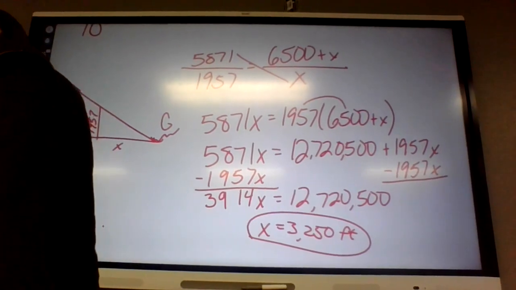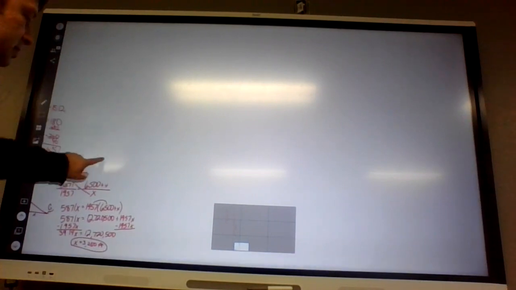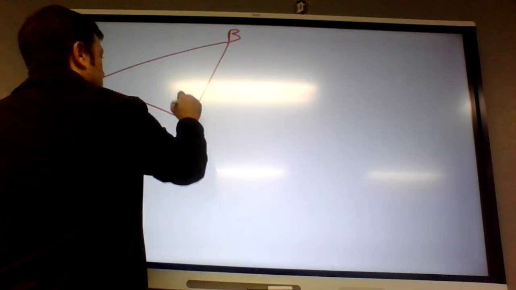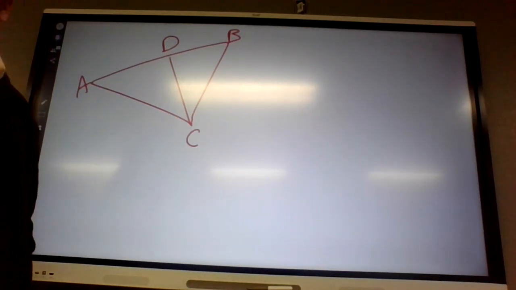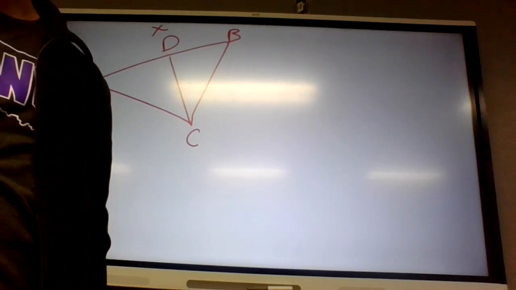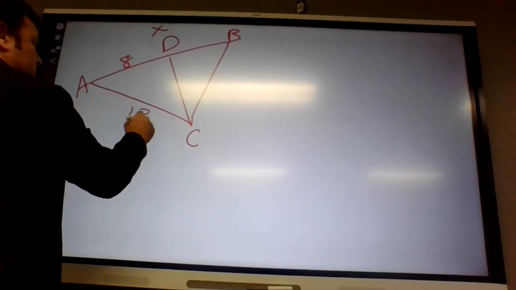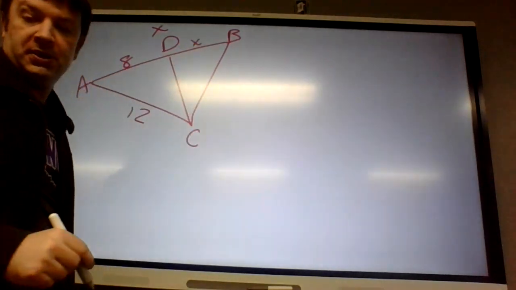And draw it for the whole thing for us, I guess. Okay, let's go this way. A, B, C, D. Something like that. AB is what we're looking for, so I'll put the X way up there. AD is 8, AC is 12. What else we got? DB is X. BC is X plus 2.